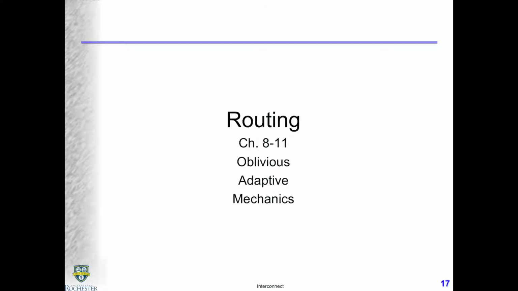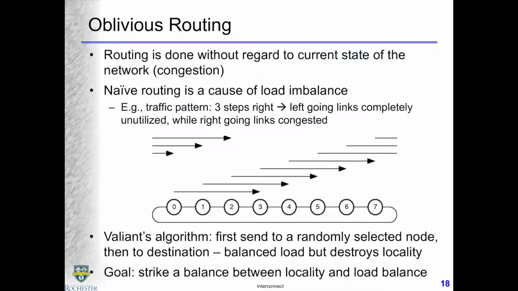We now discuss routing, and this involves 3 chapters on the DALI textbook, 2 different algorithms or types of routing, and then we'll cover how that's actually done, the mechanics of creating the route. So we'll start with what's called oblivious routing. As the name might suggest, it's oblivious to the environment. We don't care what's going on. We just route based on some fixed, predetermined algorithm.